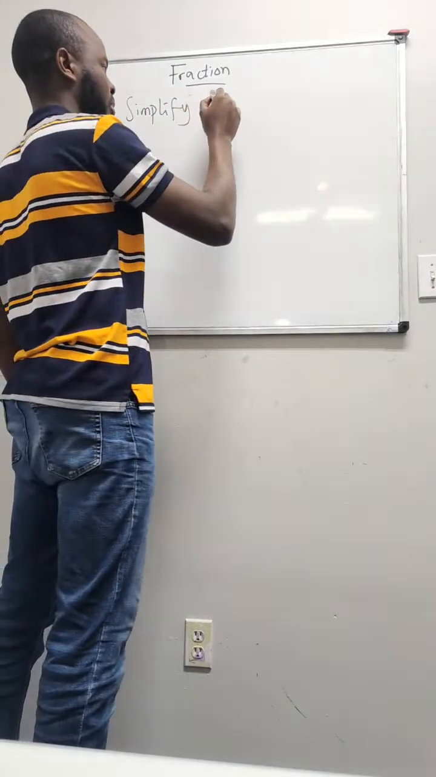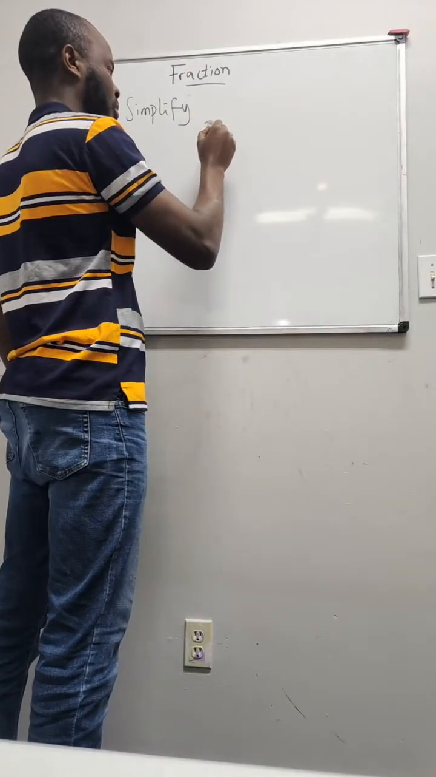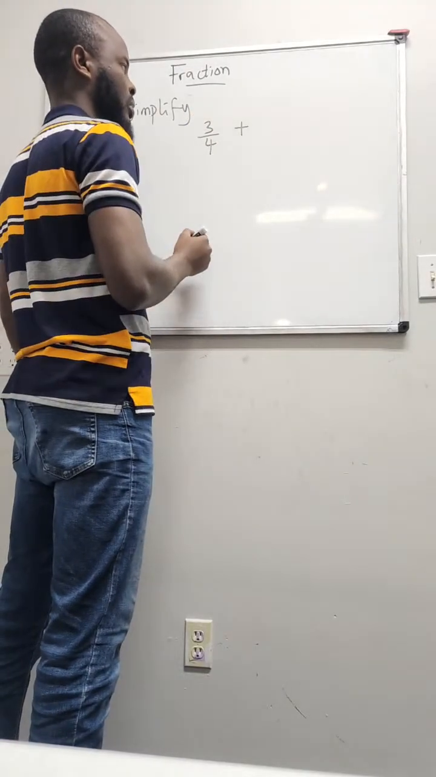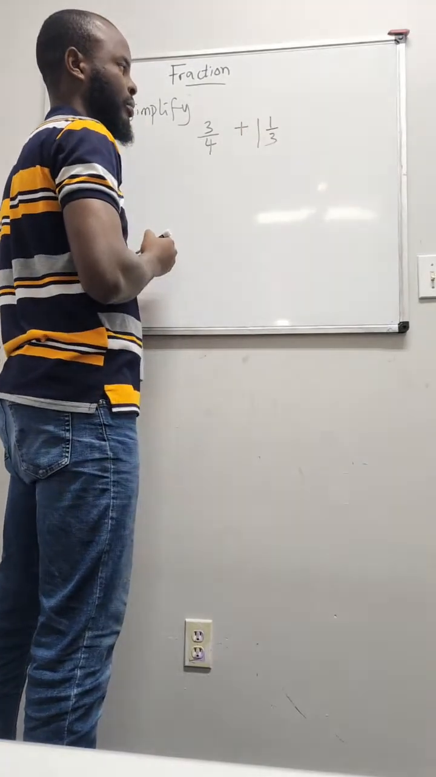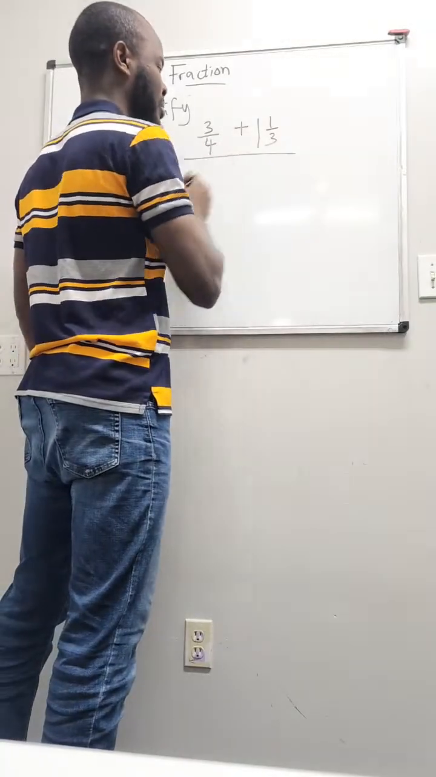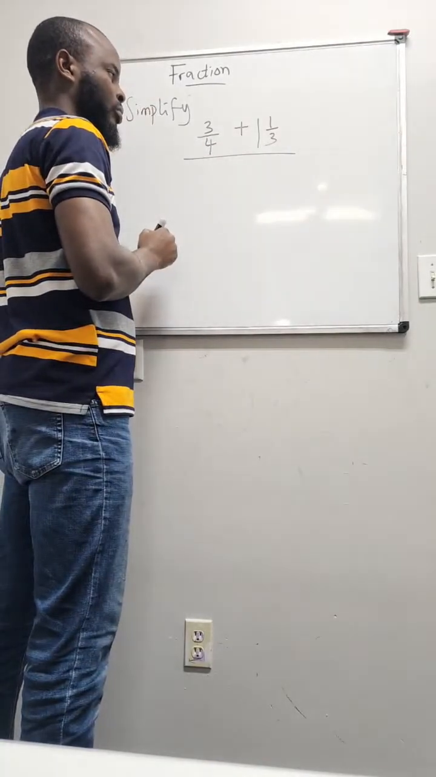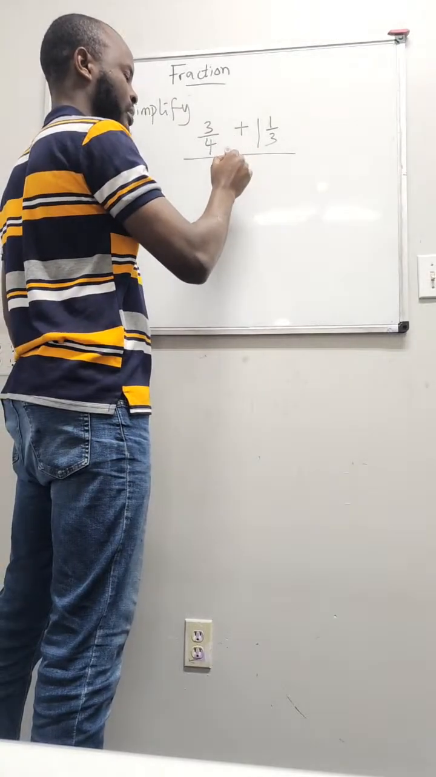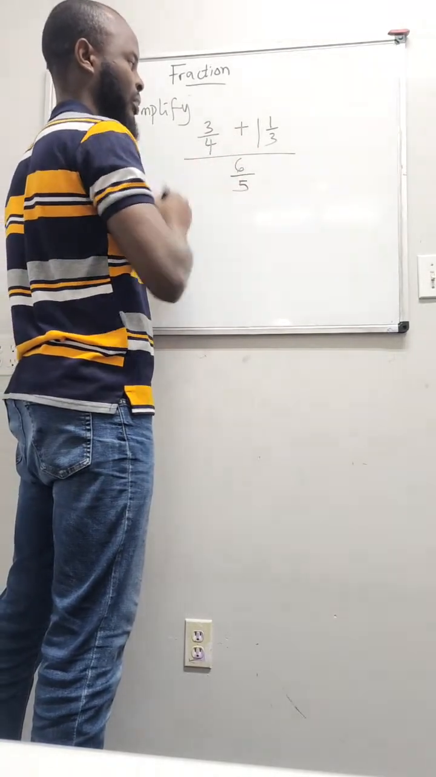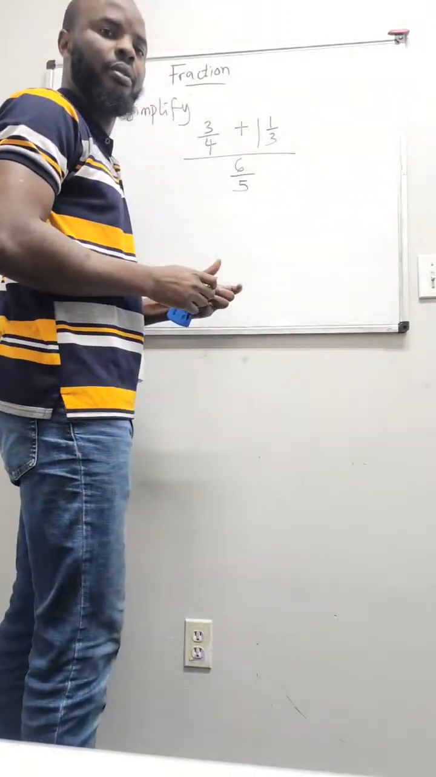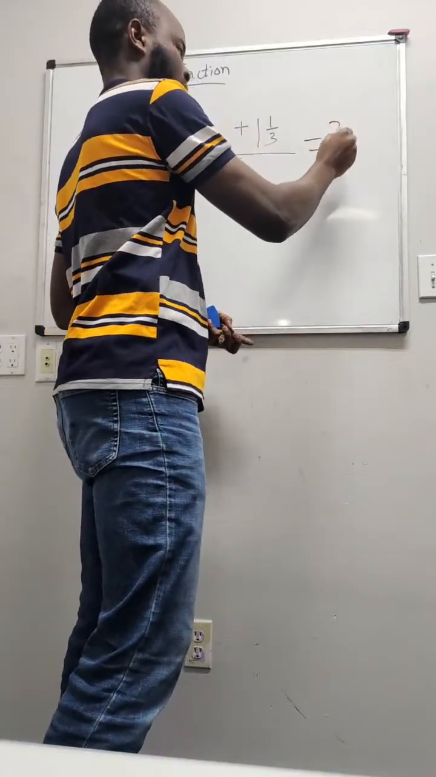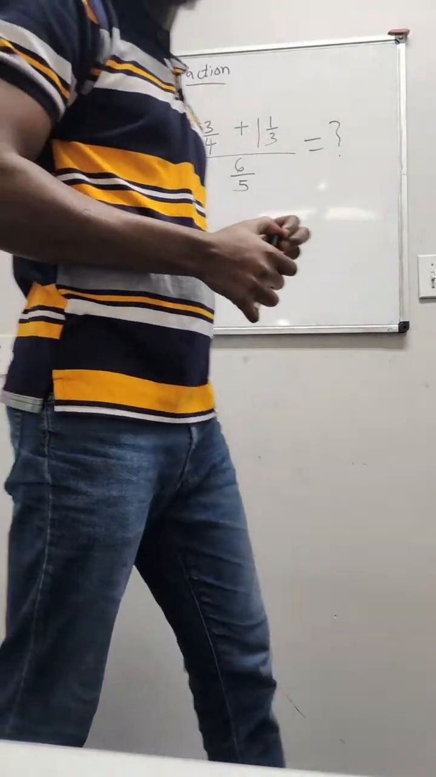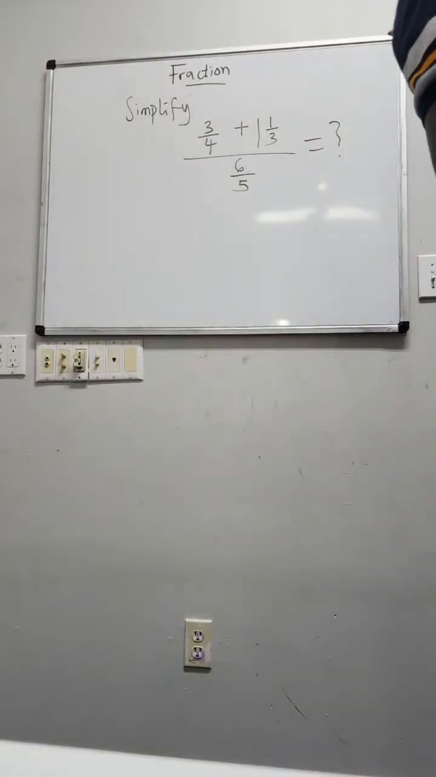Here we have 3 over 4 plus 1 whole number 1 over 3 divided by 6 over 5. This is a very interesting question. And I would like you to try this question out and see if you can get the answer to this question.